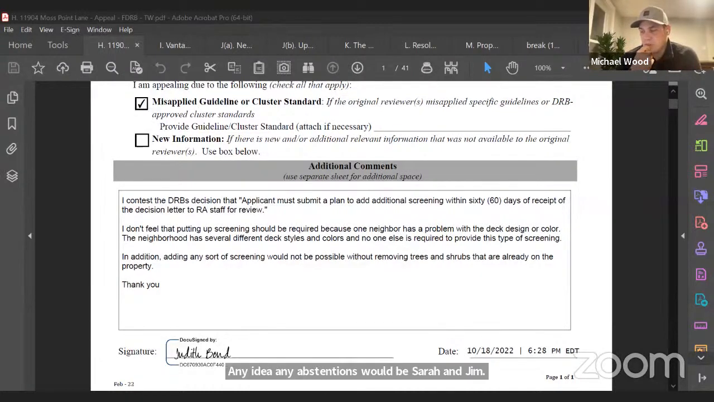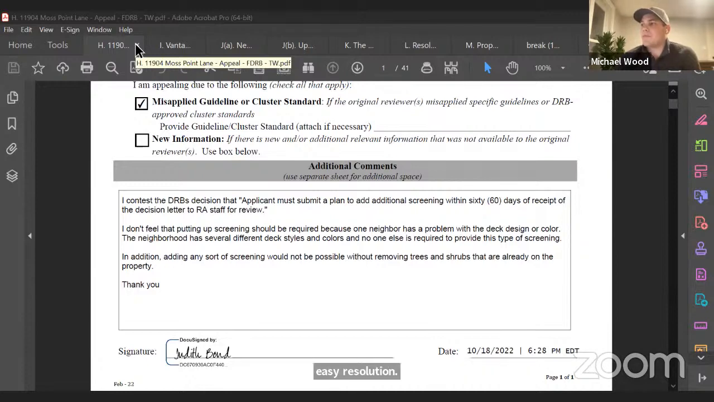And staff, just work with them on the screening plan. And obviously they don't need to plant in the middle of winter, but they just need to get you a plan that then has X amount of days to implement. So you guys know what you're doing. I think an easy resolution can come of this.